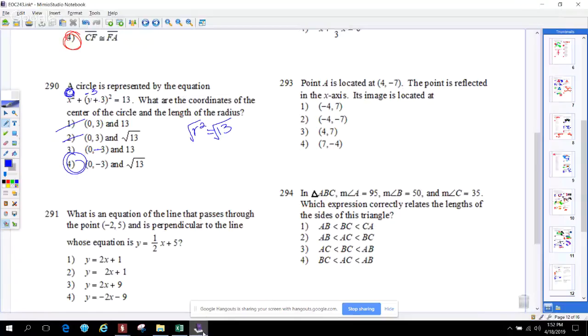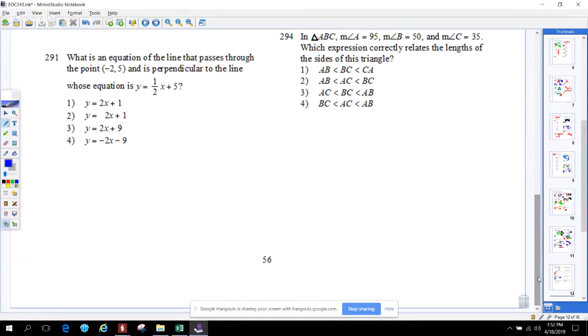Okay, we are live again with 8th period, picking up on question 291. It says, what is an equation of a line that passes through this point and it has to be perpendicular? That perpendicular is extremely important.